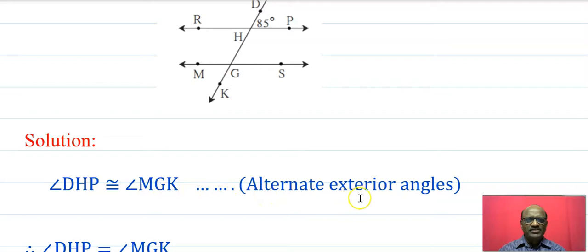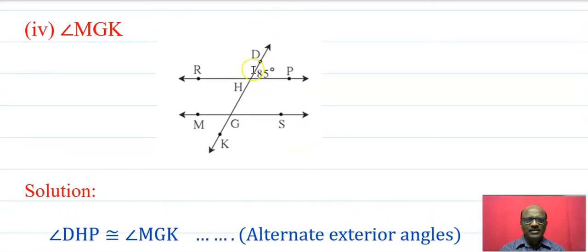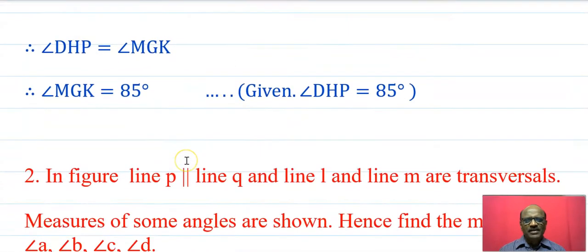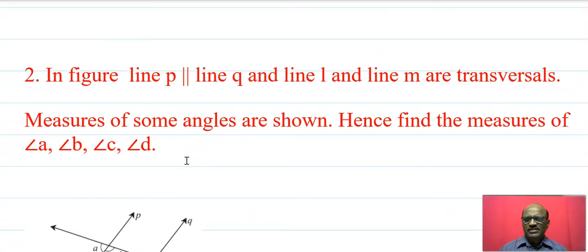They are alternate exterior angles. This angle, the measure of angle DHP, and the measure of angle MGK are the exterior alternate angles and their measures are equal. Therefore, it is also equal to 85. Now the next question is also very simple.